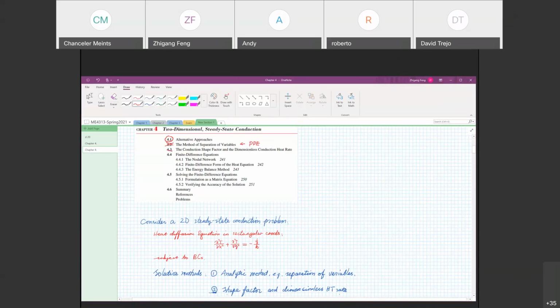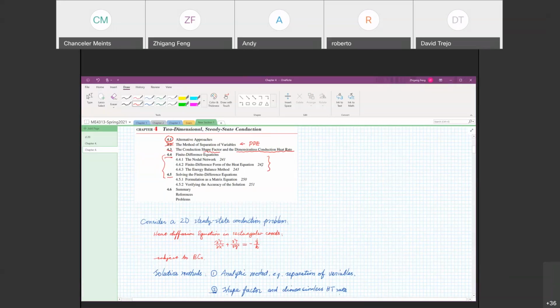4.3, using shape factors and the dimensionless conduction heat rate. We will cover this section. And 4.4, 4.5, these two sections are about finite difference solution. So we will briefly cover these two sections and probably give one or two examples.